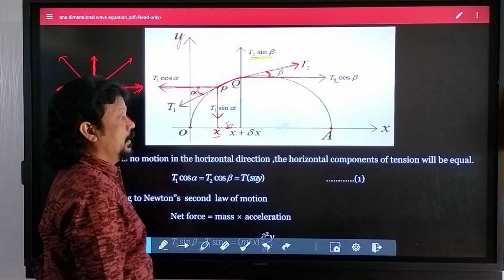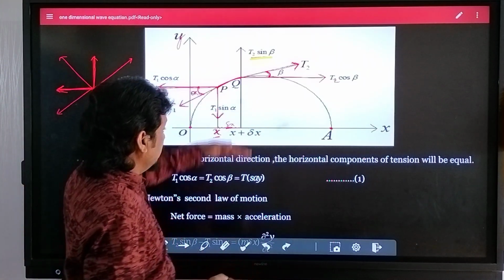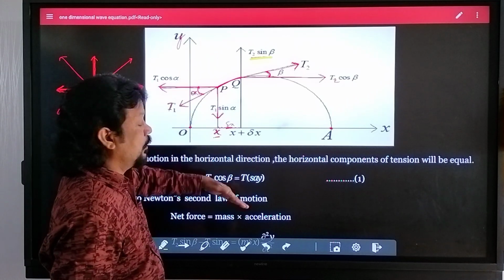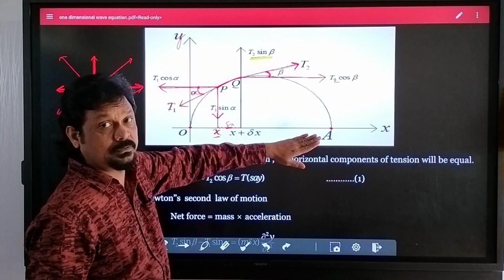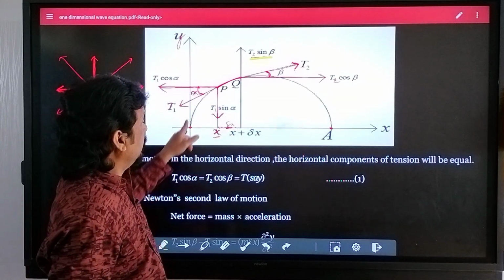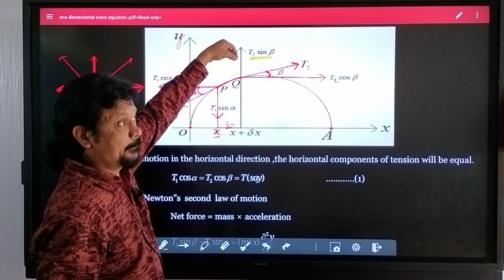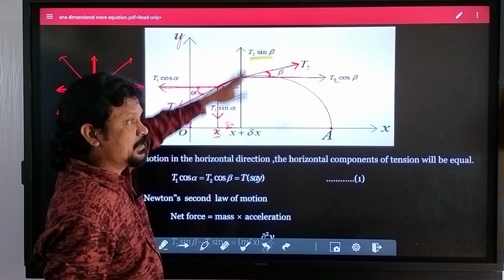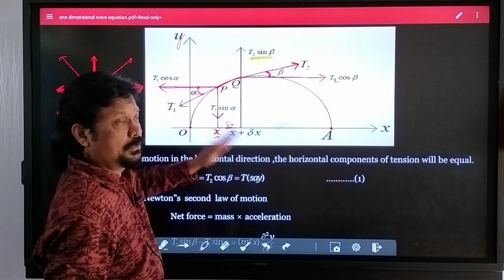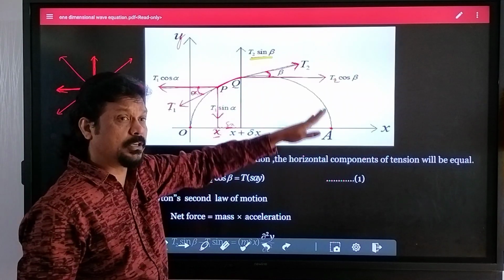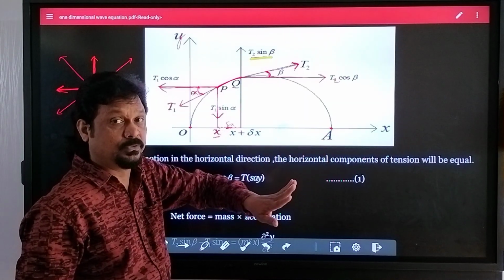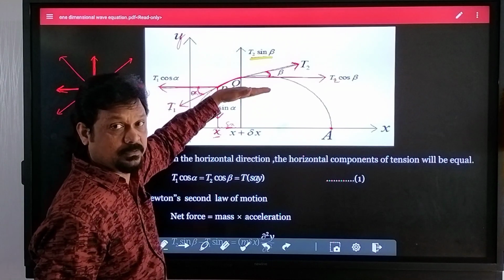The string is vibrating up and down. Now, in my figure, it is in the upward direction. Always the string will vibrate vertically, not horizontally. Clear? That means the horizontal components will remain constant. Only the vertical components will vary.